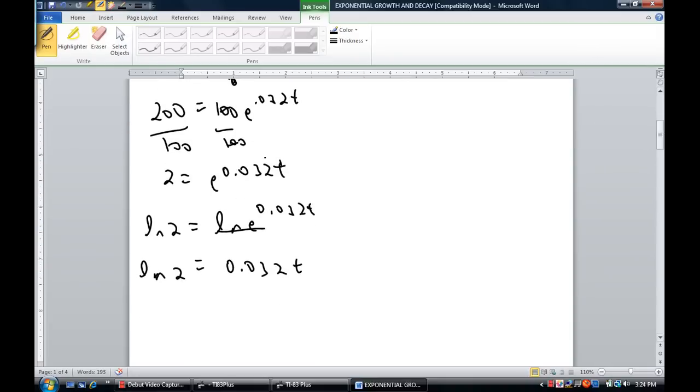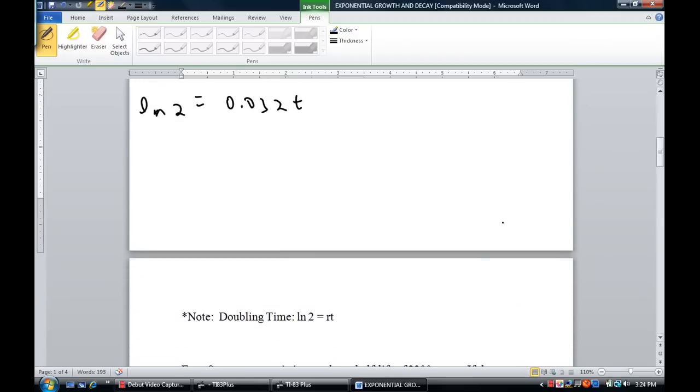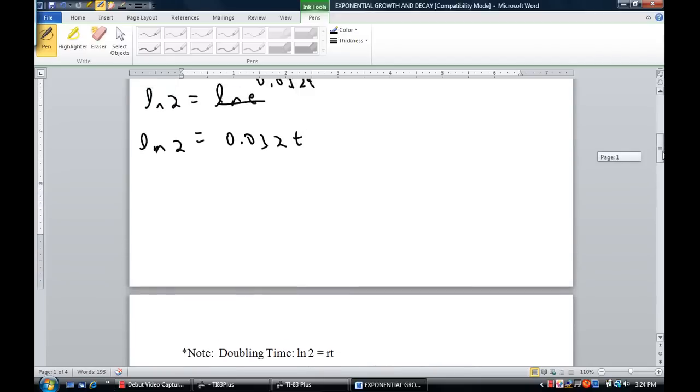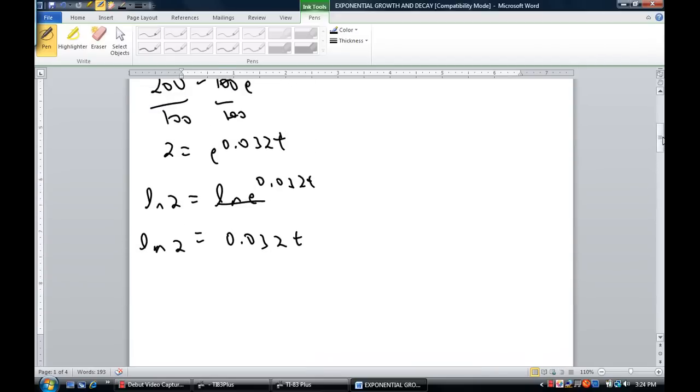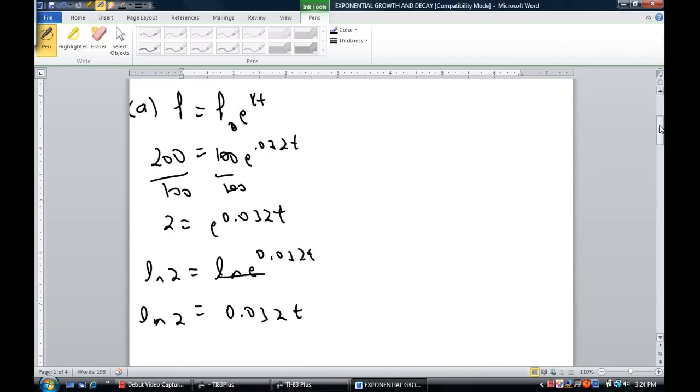So we actually could have bypassed all this because it's going to be the same thing over and over again, and could have just used this doubling time formula. The natural log of 2 equals RT. Remember the R in the problem was 3.2%, as a decimal is 0.032. It's always going to end up being this. So it's just something you may want to keep in mind. You may forget it, but it's something worth remembering to save some time. So let's go ahead and finish this problem.